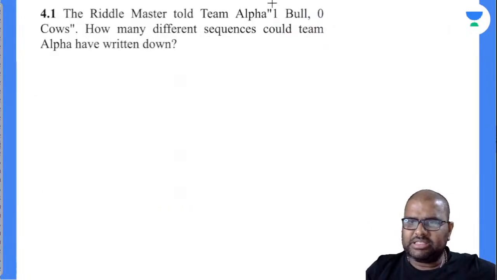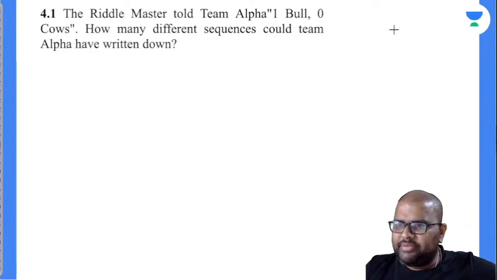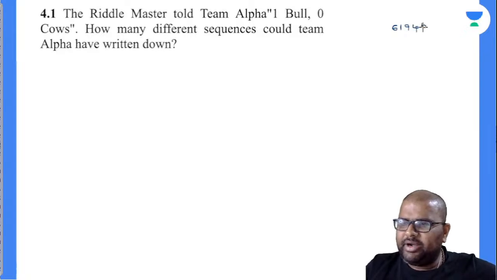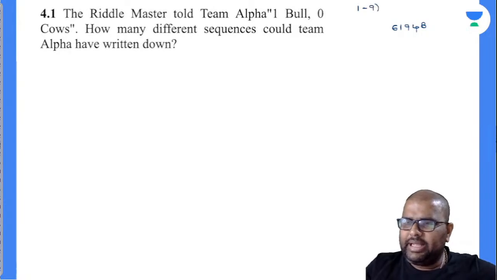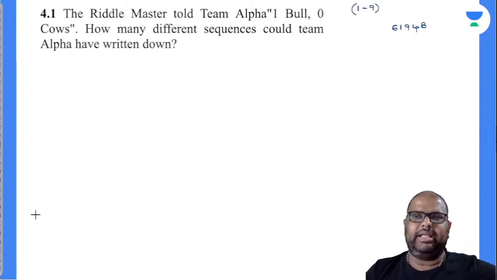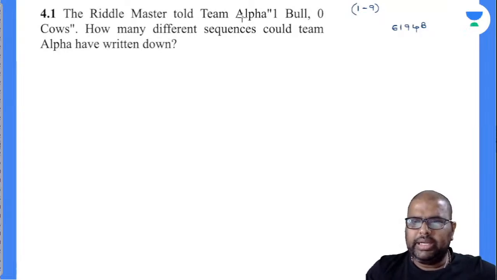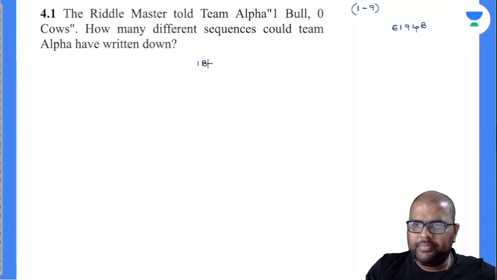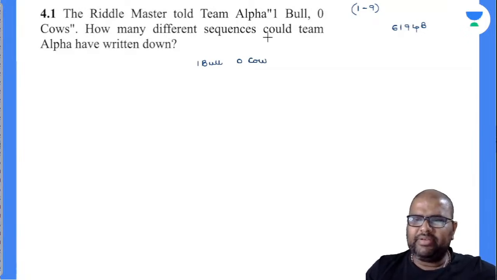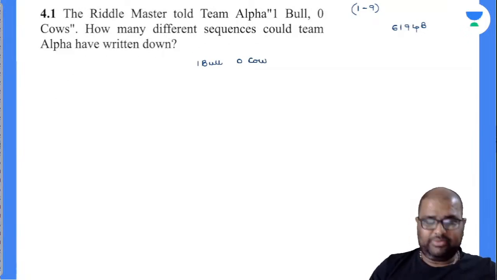Sure, that is the first question asked. So the master sequence is, I'll write down in blue ink, 61948. We have digits from 1 to 9, 0 is not allowed, because it is not considered in the question according to the data given. The Riddle Master told team Alpha 1 bull and 0 cow. How many different sequences could team Alpha have written down is the question asked.